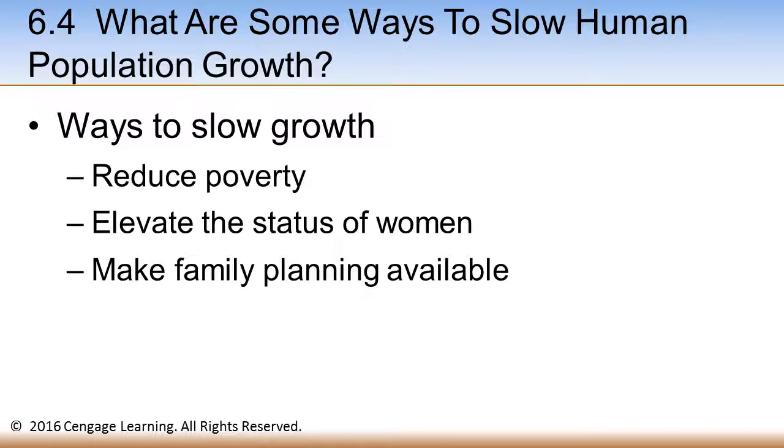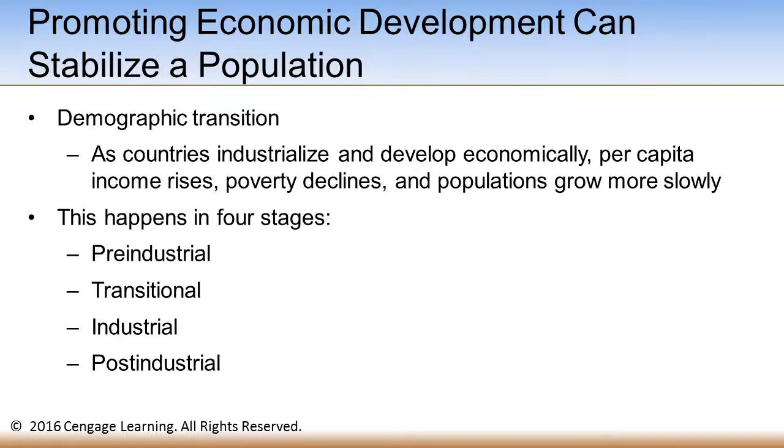So, in discussing population growth and the fact that it's going to continue, are there any solutions that we can apply in order to slow human population growth so that we don't reach the carrying capacity of the Earth? This slide just lists a few quick ideas of how to slow population growth. One of the first objectives is reduce poverty, elevate the status of women, and make family planning available.